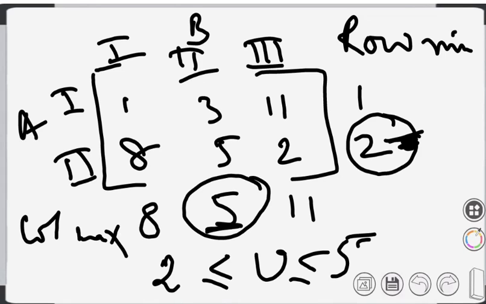So this game does not have any saddle point. Now we have to find out the mixed strategy. We have given the algebraic formula in the last class, isn't it? And we have used the algebraic formula for a 2 cross 2 game. But this game is not a 2 cross 2, it's a 2 cross 3 game. So I'm just rubbing it and writing it again.